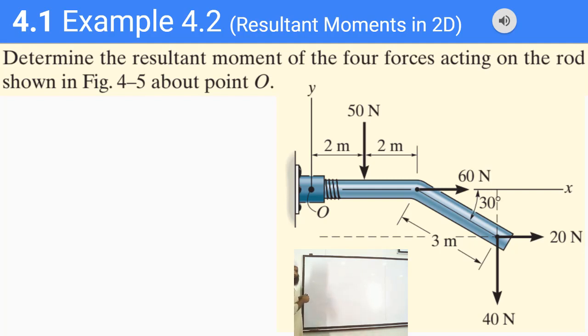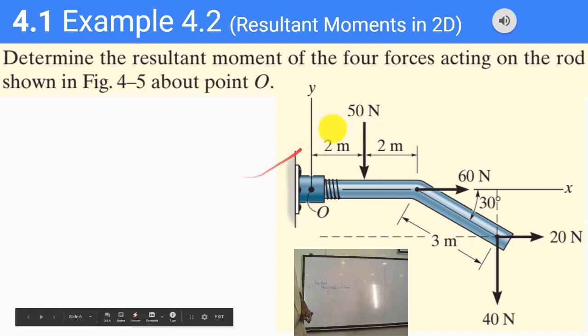Okay, so the total resultant moment about O is equal to, so we have the first term. Again, I would use this convention that I would assume that counterclockwise moments are positive. So in this case we would have 50 times 2 but with a negative sign. Why do we have this negative sign? Because this 50 Newton force is producing a clockwise moment.